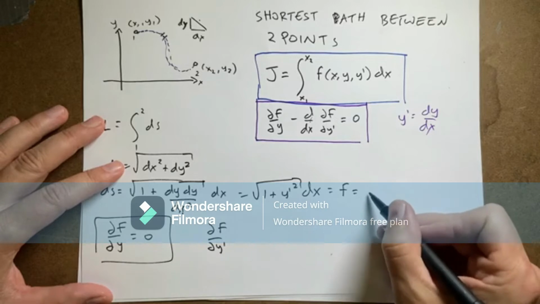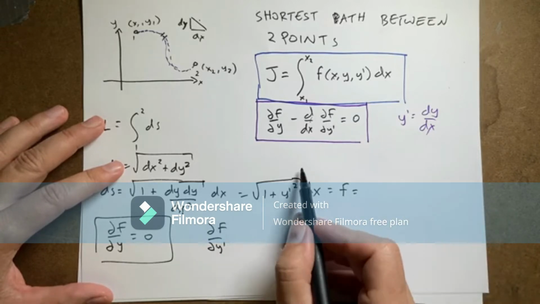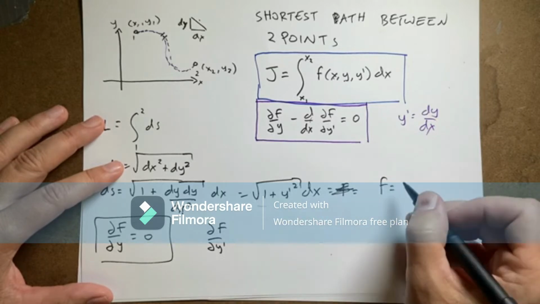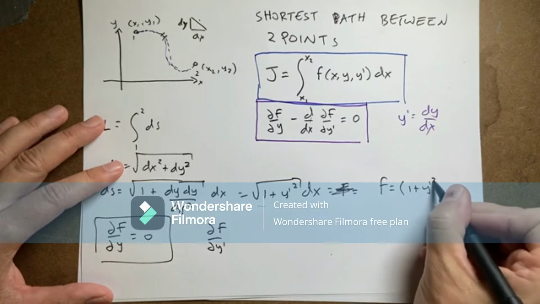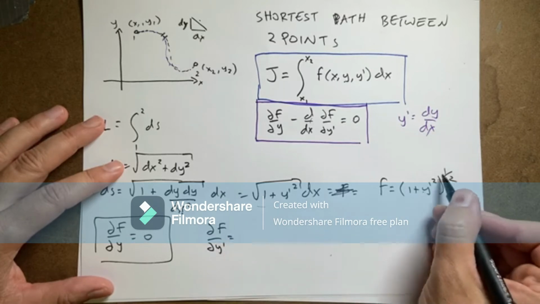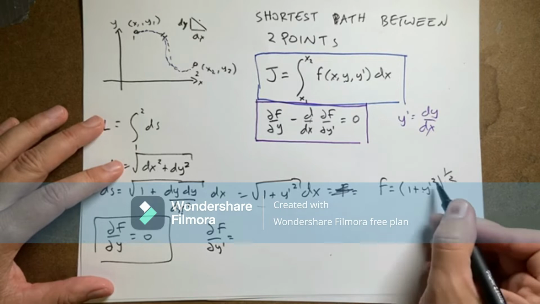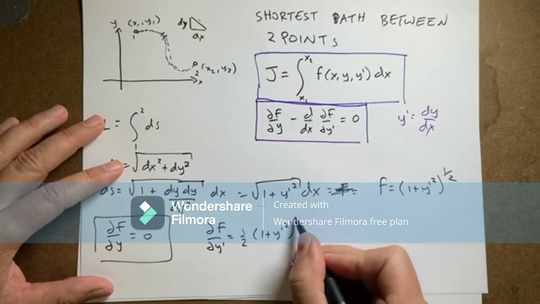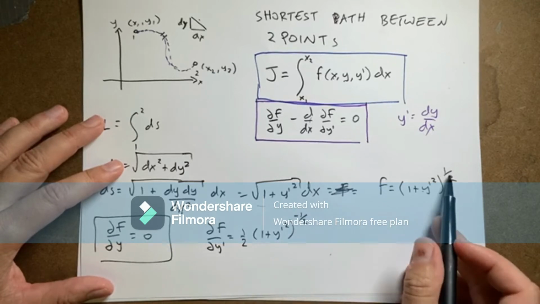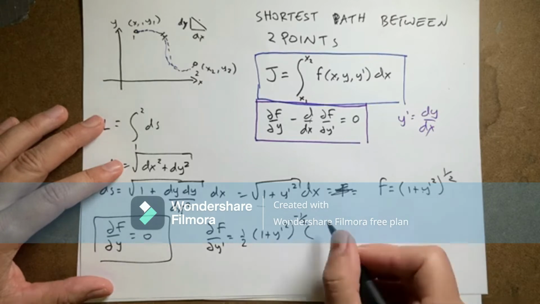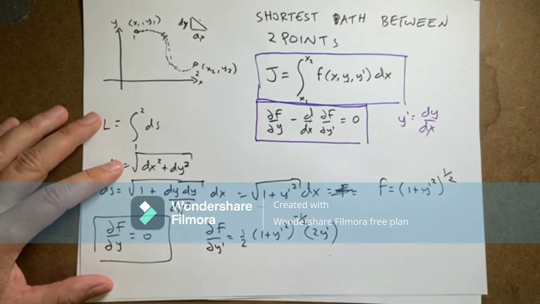So I'm going to write this as, actually, this is not f. F is just the square root part. So I'm going to write it as 1 plus y prime squared to the 1/2, because I like to think of things that way. So if I take the partial of that with respect to y prime, I can use the chain rule. It's going to be the derivative of this, which is 1/2 times 1 plus y prime squared to the negative 1/2. Right? I have to decrease that by a power of 1. Now I have to take the derivative of the stuff inside. The derivative of 1 is 0. The partial of y prime squared is going to be 2y prime. And the 2's cancel.